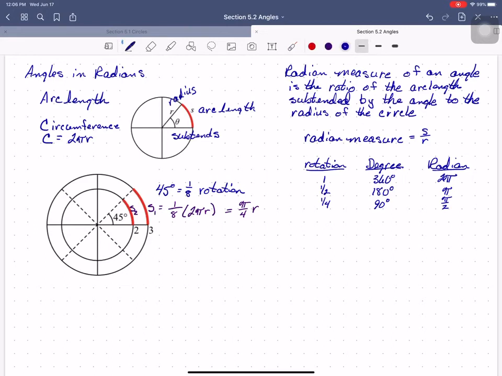So it is helpful to be able to go back and forth between radians and degrees, and here it is. So 1 degree is equal to pi over 180 radians, and 1 radian is equal to 180 over pi degrees.